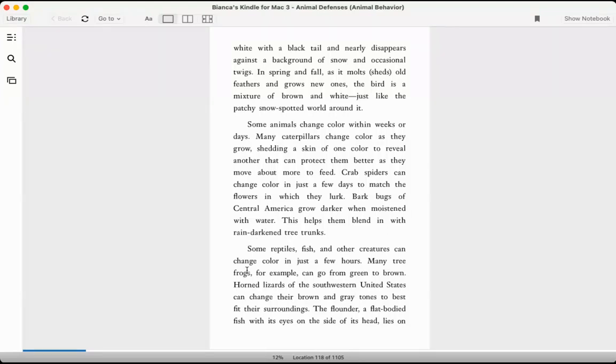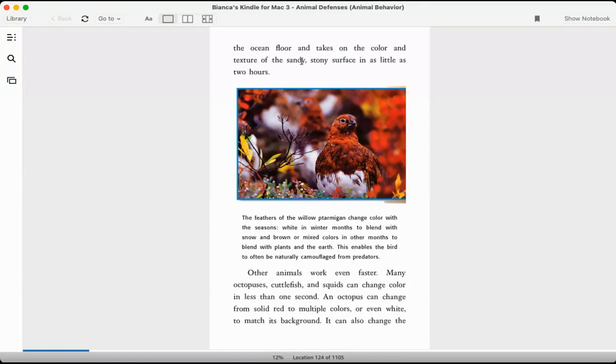Some reptiles, fish, and other creatures can change color in just a few hours. Many tree frogs, for example, can go from green to brown. Horned lizards of the southwestern United States can change their brown and gray tones to best fit their surroundings. The flounder, a flat-bodied fish with its eyes on the side of its head, lies on the ocean floor and takes on the color and texture of the sandy, stony surface in as little as 2 hours.